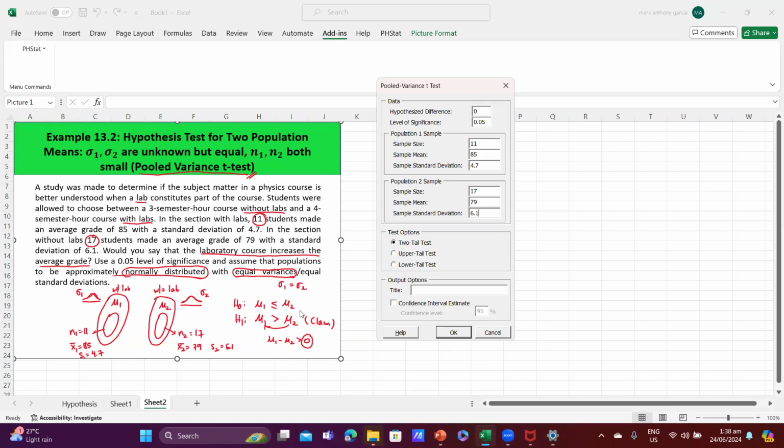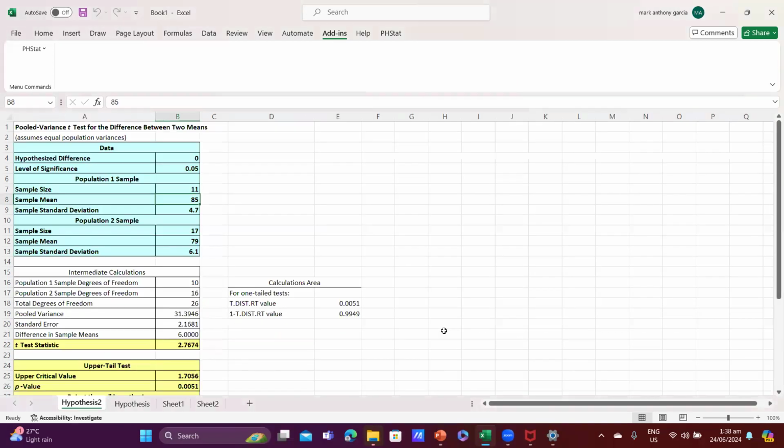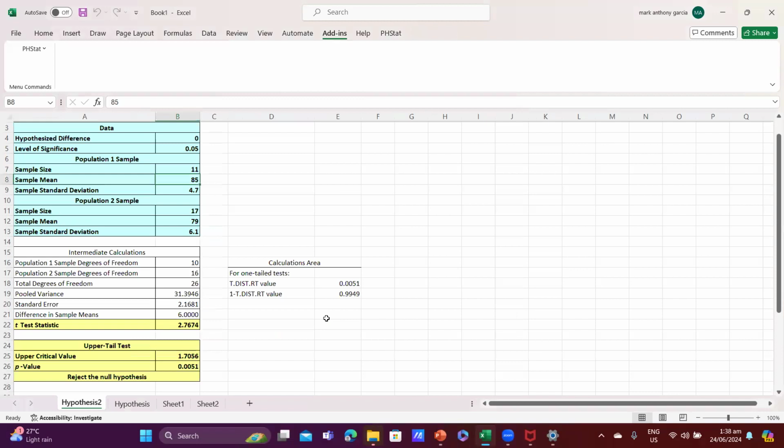Now, since our type of test is right tail test, we click upper tail test here, and then we click OK, and then we get the following PHStat output. As you can see here, our t-test statistic is 2.7674 or 2.77, and our critical value is 1.7056. Since the critical region is to reject H0 if the t-test statistic is higher than the upper critical value, then we reject the null hypothesis.